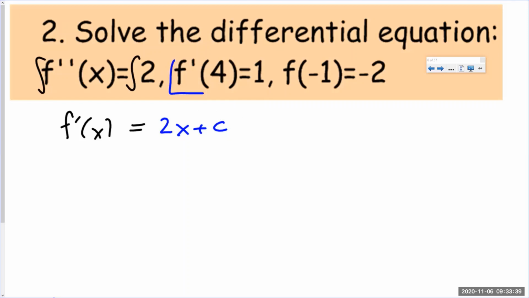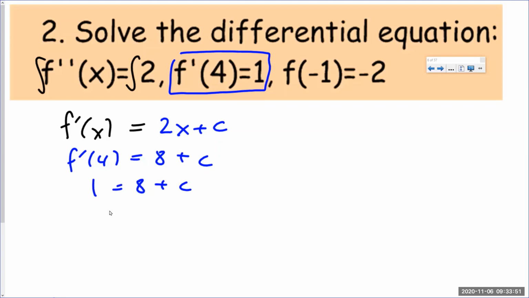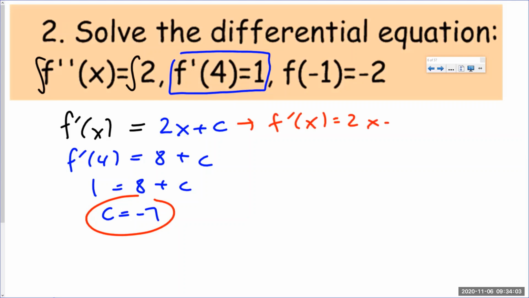To find out what Charlie is, I go look at the conditions they give me. This condition tells me that any time x is 4, then f prime of 4 is going to be 1. And that tells me that C is negative 7. That's helpful because it says this f prime of x is actually 2x minus 7.